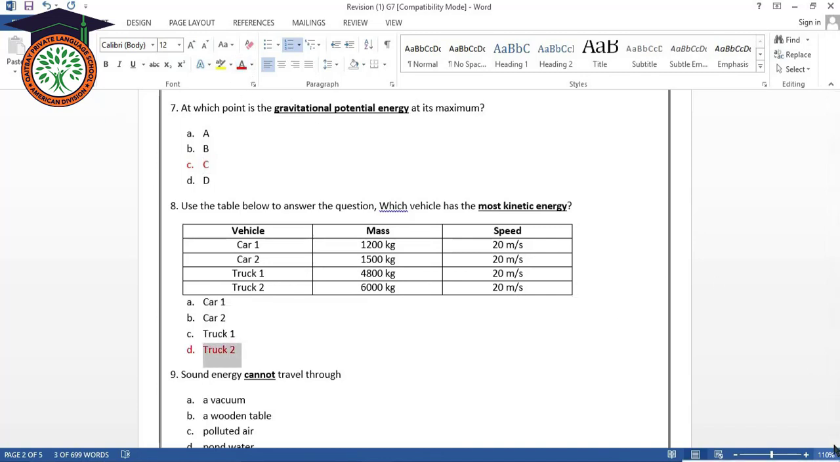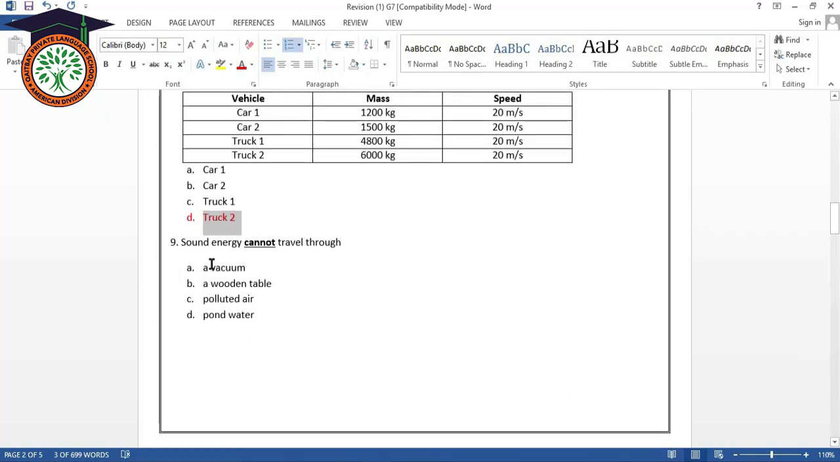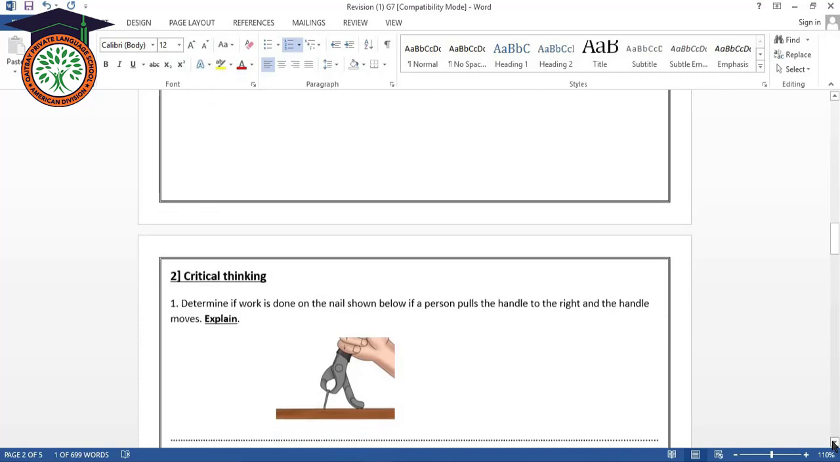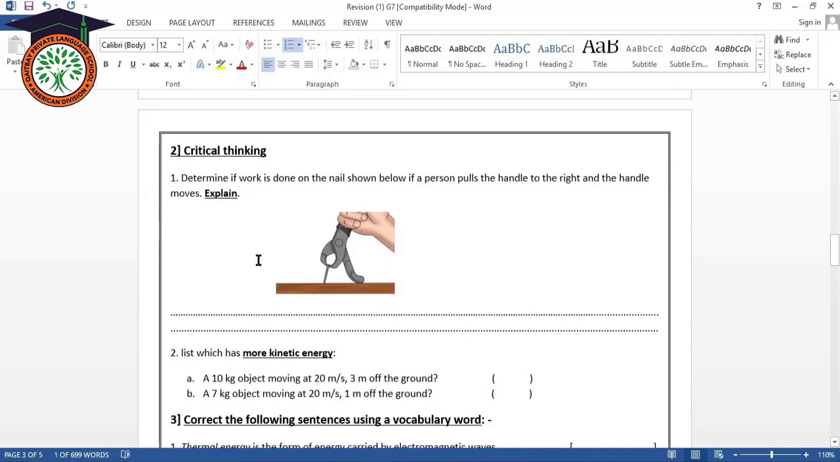Super. Okay, let's move to question number 9. Sound energy cannot travel through. We know that the sound energy cannot travel through space or vacuum. Super. Okay, so here we finished the choose the answer. So let's move to question number 2.